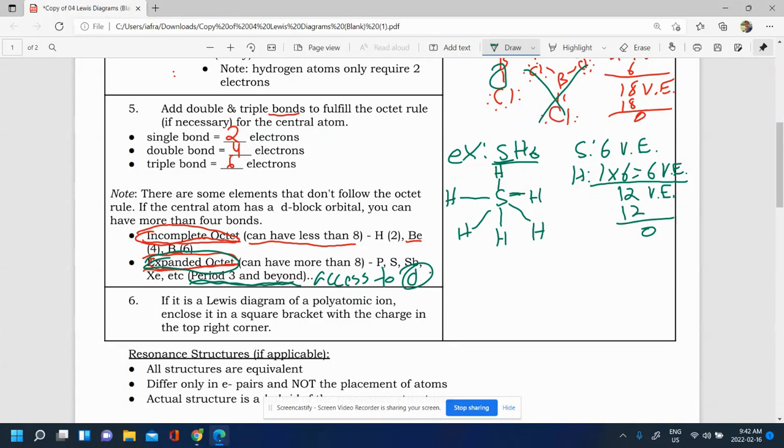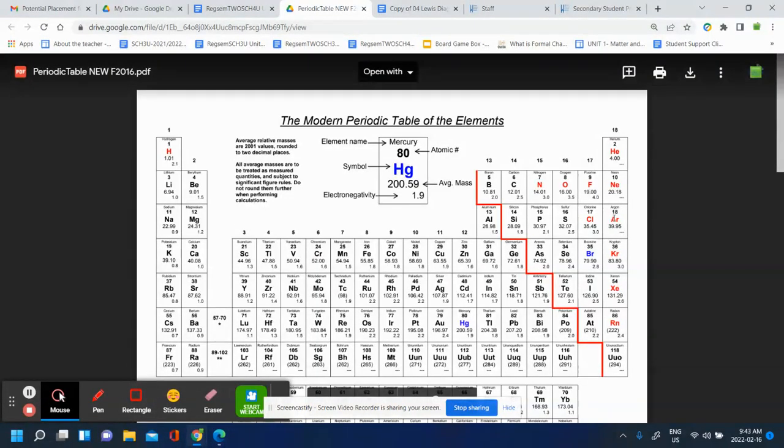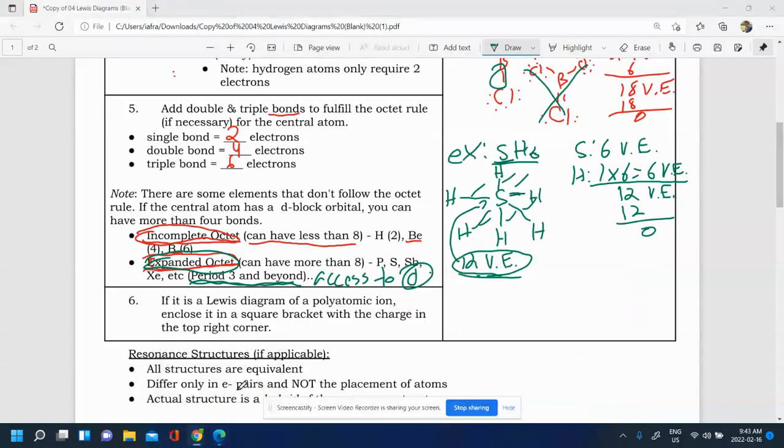But notice if you count sulfur, sulfur has 2 per line. So 2, 4, 6, 8, 10, 12. Sulfur here has 12 valence electrons. And you might think that that's wrong because you should only have 8 as an octet, but because sulfur, let's go back and look at our periodic table here, is in period 3, it will have access to bonding electrons in a d orbital that's not too much higher in energy than the other orbitals there. So that's okay. This is an expanded octet and it works out just fine.